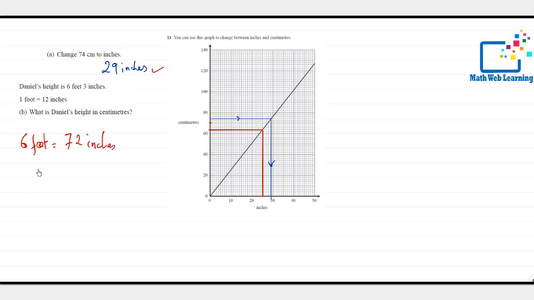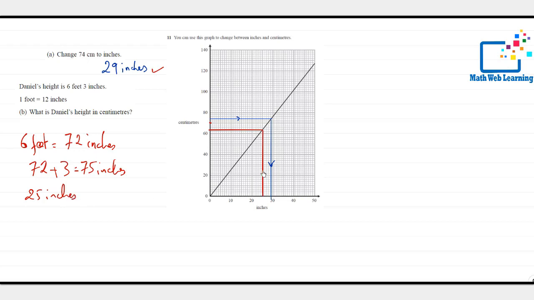So basically, Daniel's height in inches is 72 plus the 3 inches there, altogether 75 inches. Now on the graph, we've been given the conversion graph. The inches axis goes all the way to 50. Now, how do I get around that? Well, 75 is divisible by 25, so we could do 25 inches first, all right?